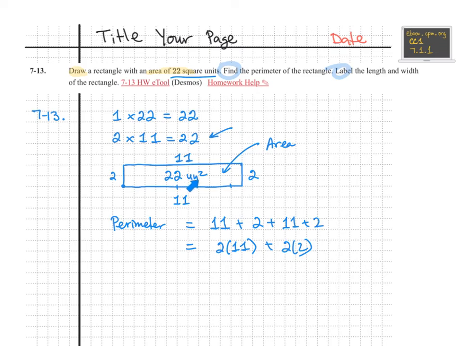Now notice also the units squared, that's what we use for area, because there are actually exactly 22 of these little squares. If we count them, there will be exactly 22. Perimeter, however, whatever your number is, will be in units.